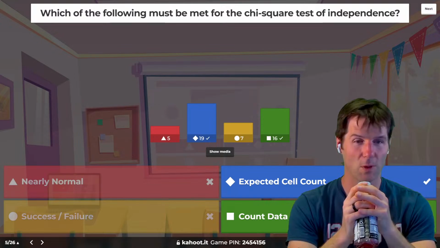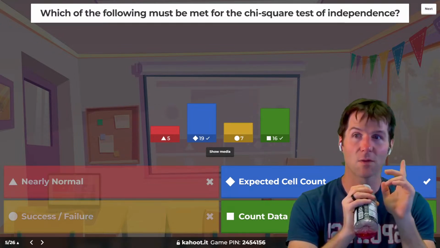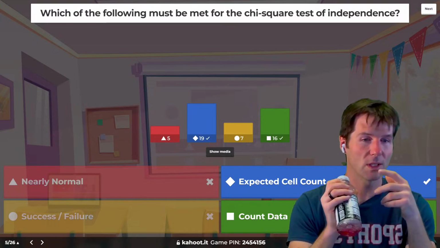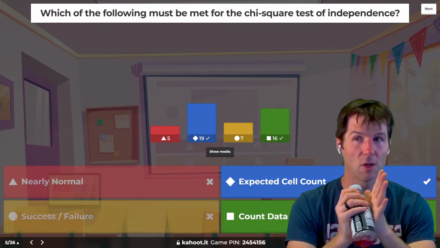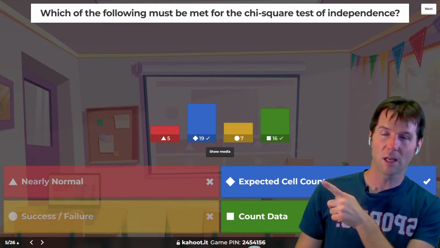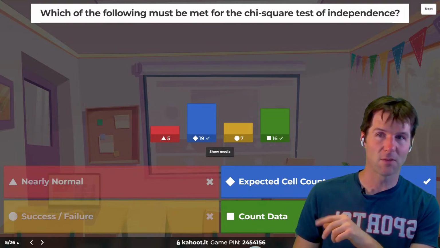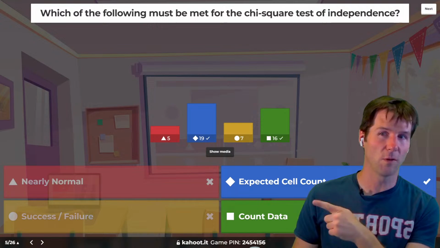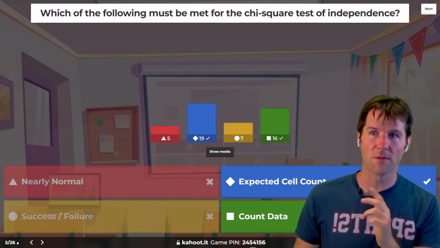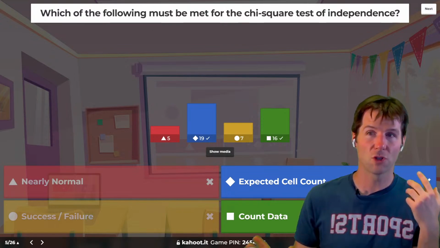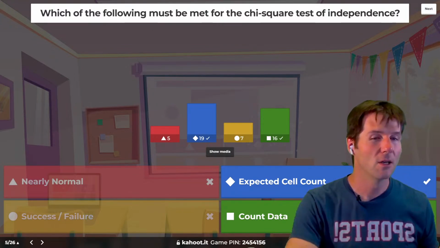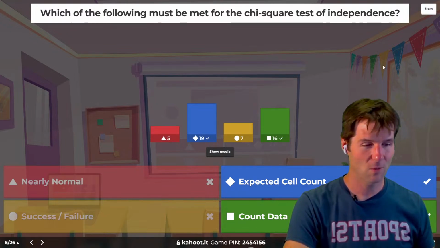Nearly normal can be for the 2 sample t, it's for all the t's, for quantitative variables. Success failure is for categorical, just one categorical variable. For expected cell count, we have to have at least 5 expected cell counts via the row total times column total over grand total formula. You can just take the smallest one, because if it's large enough, all the other ones are large enough. And count data is when we have a 2 categorical variable combination, kind of like CC, but not QQ. So we have these conditions right here.